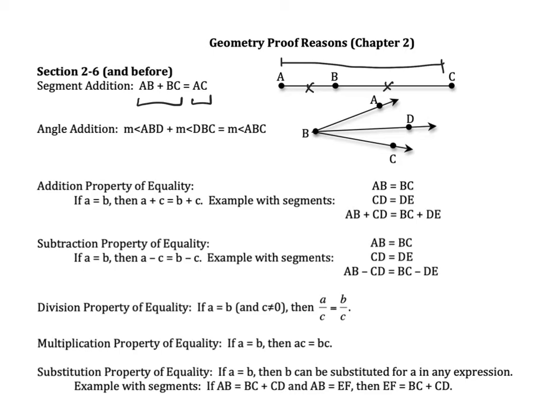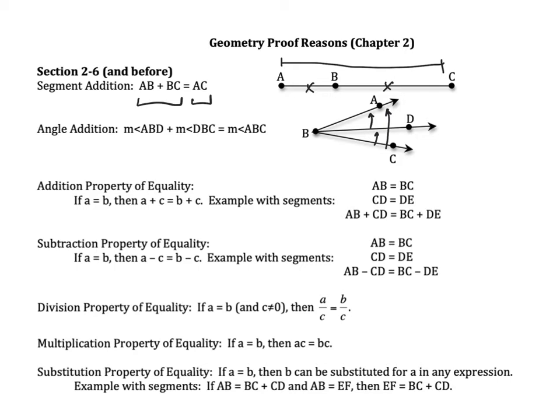Angle addition, same idea but with angles. Two angles make a big angle. ABD, the top angle, plus the small angle, make the big angle. Angle addition postulate and segment addition postulate. Those are postulates we use to add segments and add angles.